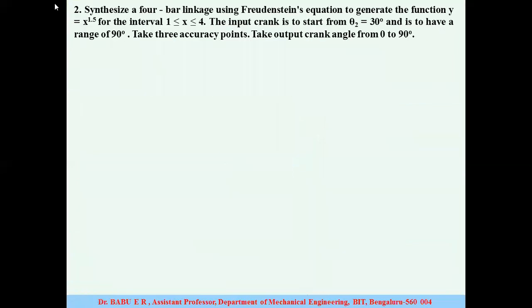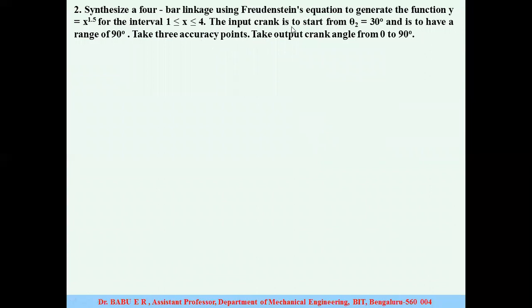So let us start with one more problem. Synthesize a 4-bar linkage using Freudenstein equation to generate the function y equals x to the power of 1.5. So a function is given. y is the dependent variable, x is the independent variable, for the interval 1 ≤ x ≤ 4.